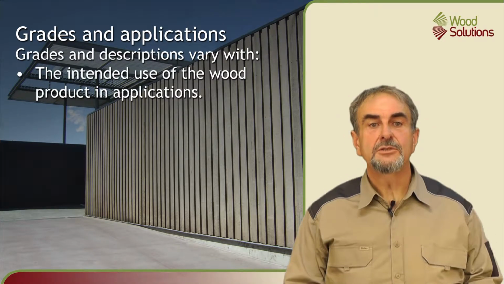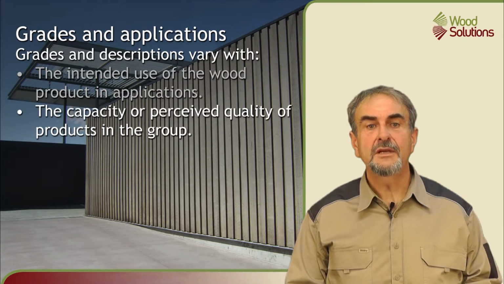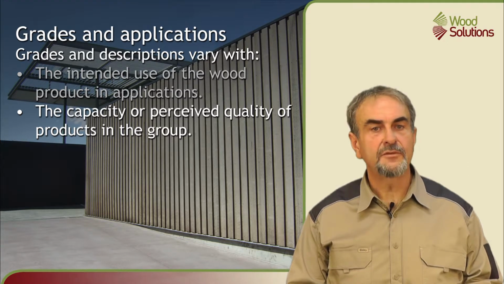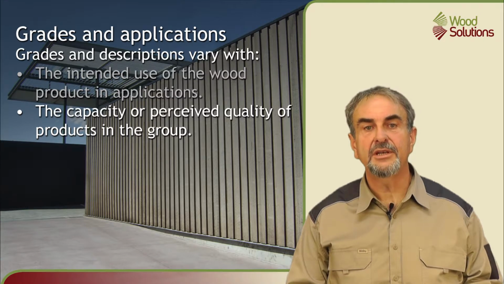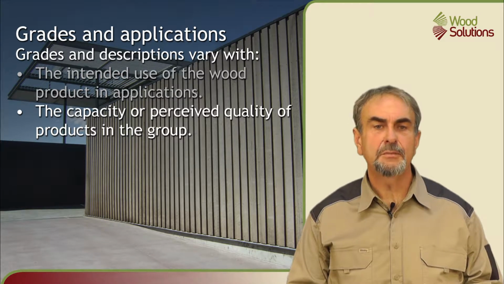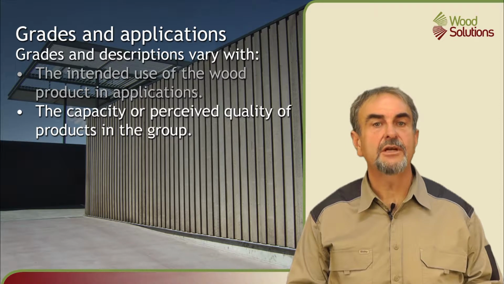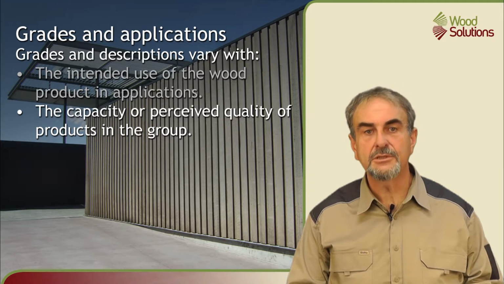Grades and grade descriptions also vary with the capacity or perceived capacity of products in the group. For example, there may be many grades to define structural capacity, with grades in a series having different relative levels of performance. So material structurally graded as F17 will generally be stronger than F14 material, and MGP 12 boards will generally have a higher structural capacity than MGP 10 boards.